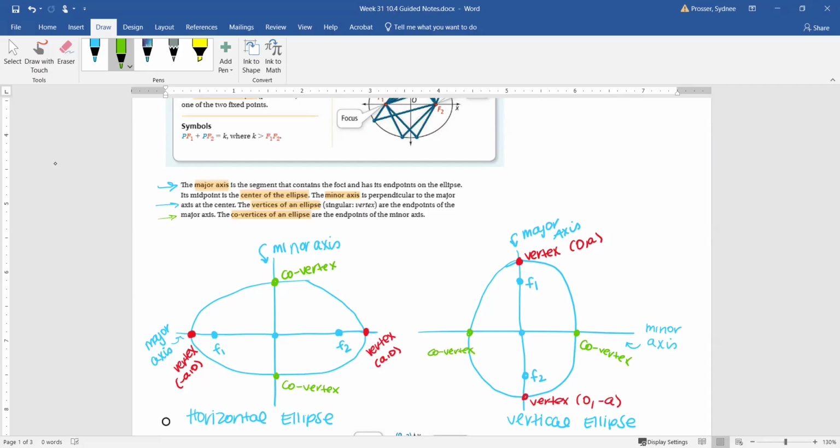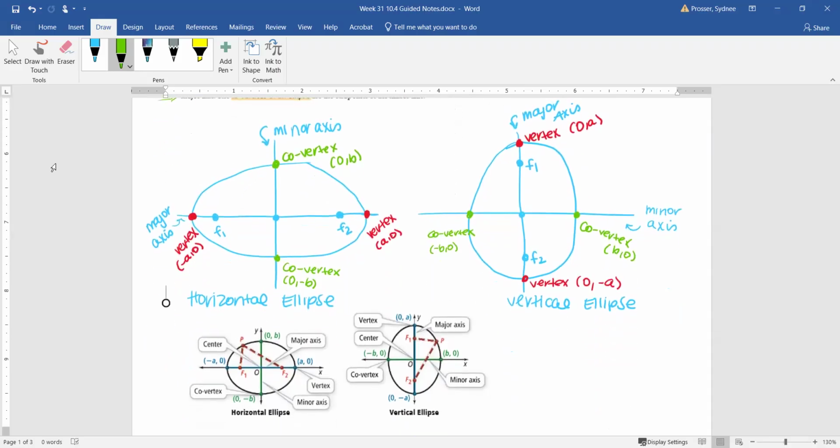And for our co-vertices, we use the variable b to represent the points at our co-vertices. So this would be 0 comma b, and this would be 0 comma negative b, since that's going up and down. Here we've got negative b comma 0, and positive b comma 0, since those co-vertices move left and right. Okay? And so a lot of different pieces of new vocabulary, a lot of key features when we draw these ellipses. And the vertices, the co-vertices, these axes, and our foci help us draw what our either horizontal or vertical ellipse is going to look like.